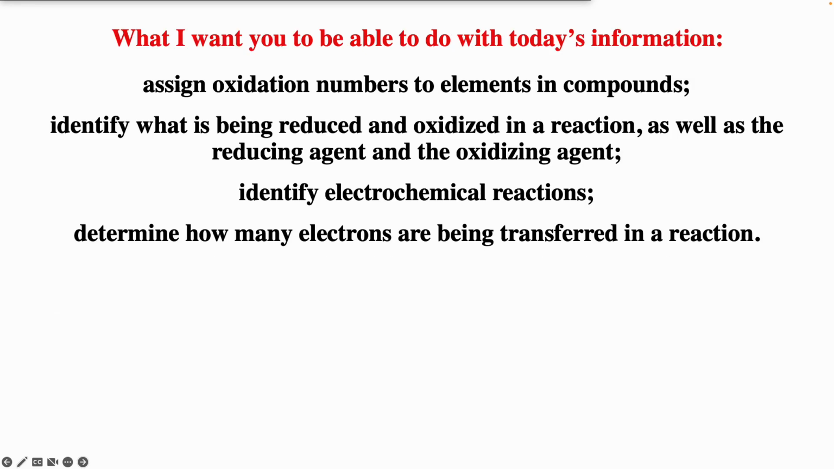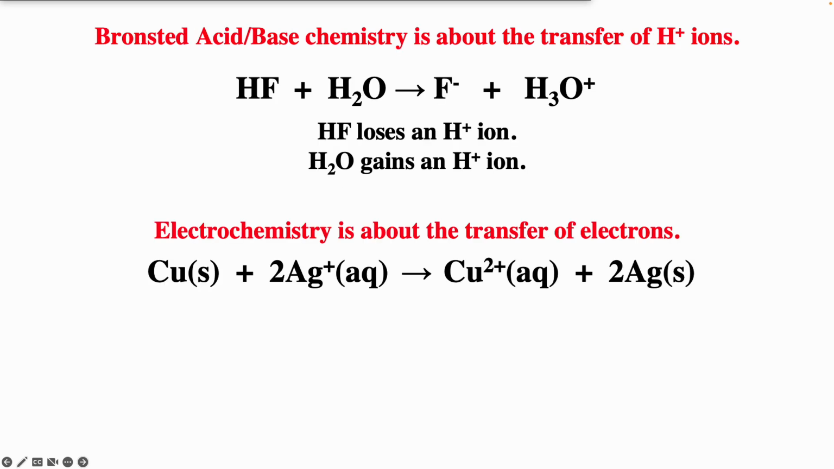reactivity. And so after watching this video, you should be able to assign oxidation numbers to elements and compounds. You should be able to identify what is being reduced and what is being oxidized in a reaction, as well as the reducing agent and the oxidizing agent. You should be able to identify electrochemical reactions. You should be able to determine how many electrons are being transferred in a reaction.